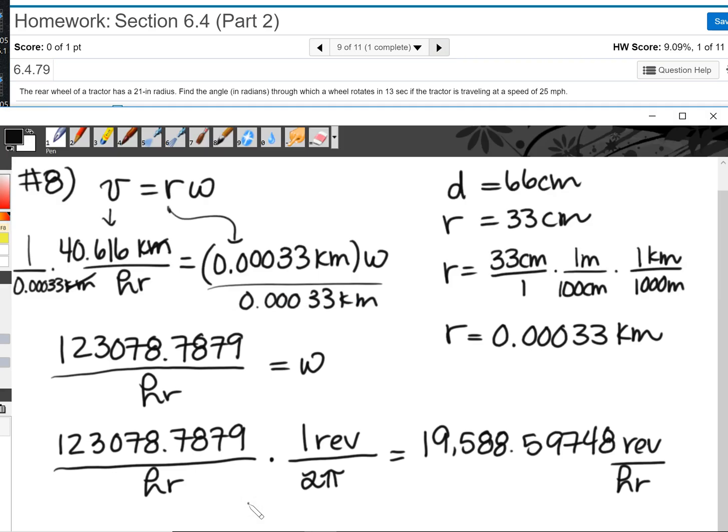A rear wheel of a tractor has a 21-inch radius. Find the angle in radians through which a wheel rotates in 13 seconds if the tractor is traveling at a speed of 25 miles per hour. All right, let me clear this out.